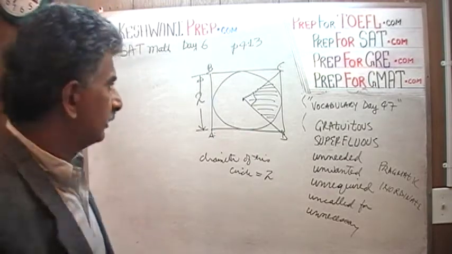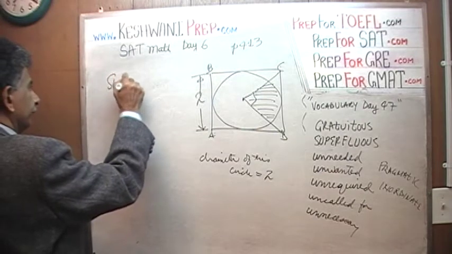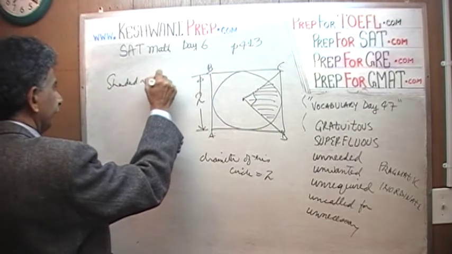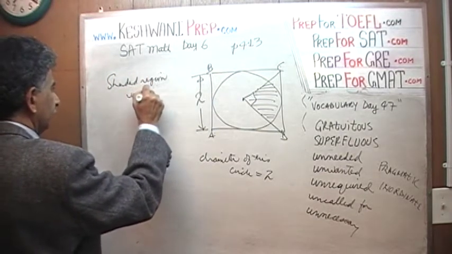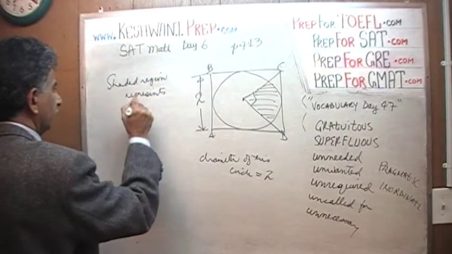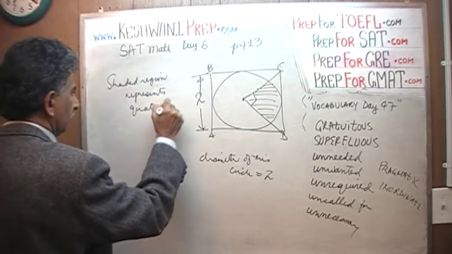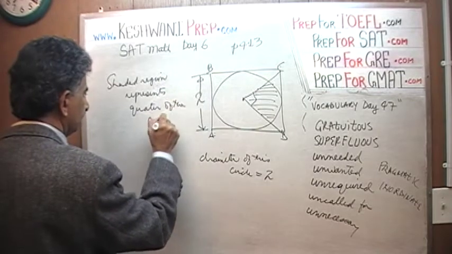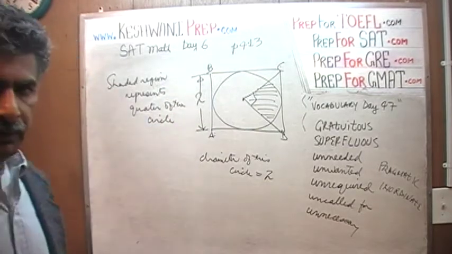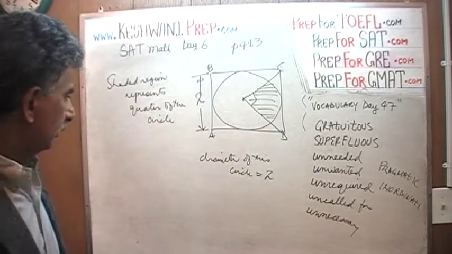So what does the area of the shaded region represent? The area of the shaded region represents a quarter of the circle. All we have to do is find the area of the circle and take 1/4 of it.